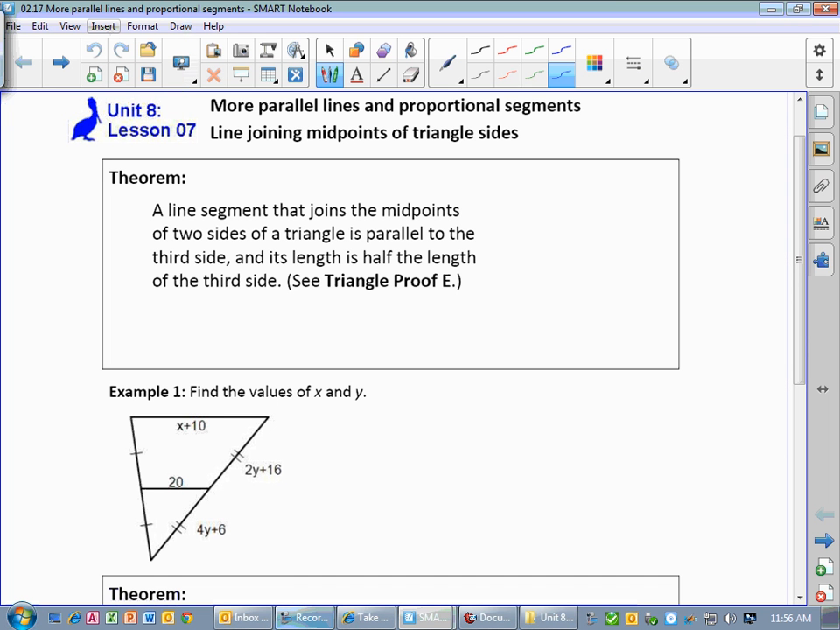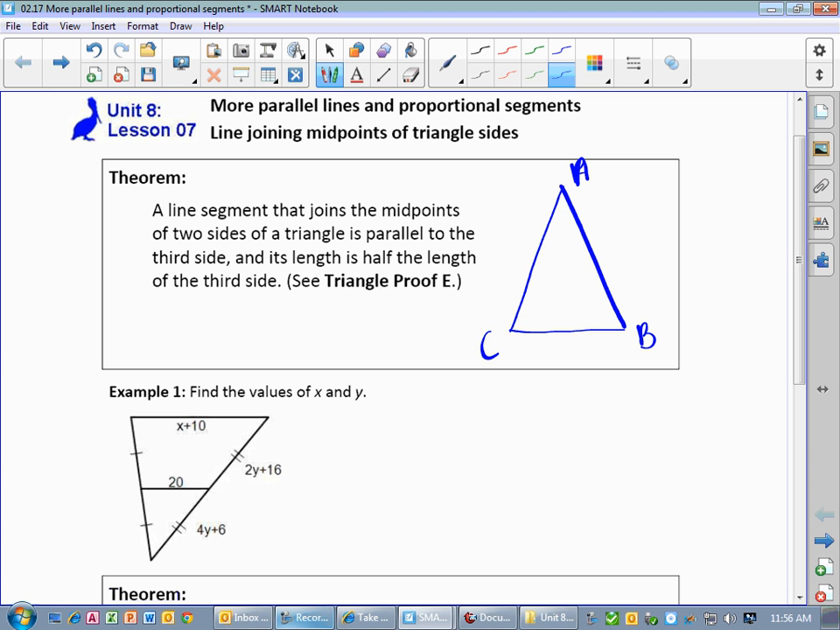Okay, so we've got a new theorem. It says a line segment that joins the midpoints of two sides of a triangle is parallel to the third side, and its length is half the length of the third side. Okay, so let's start by drawing a triangle. Any triangle. I'm going to call this triangle ABC.